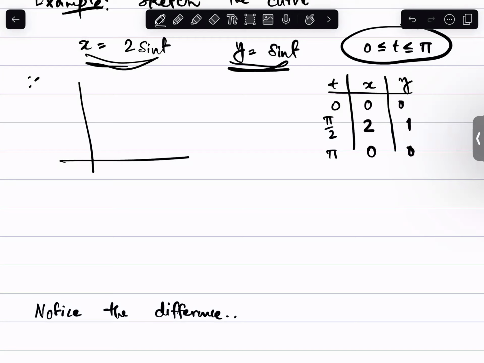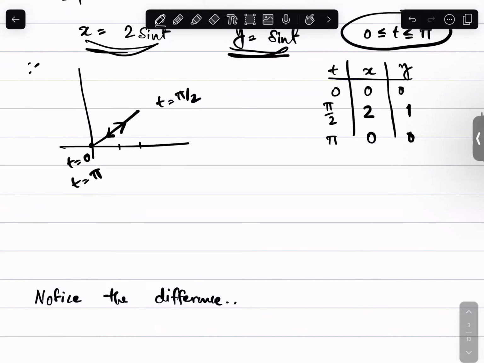So if I try to draw it, at t equal to 0, I'll be at the origin, right? At t equal to pi also, I'll be at the origin. And when t is pi over 2, I'll be at 2, 1. So this is 2 and this is 1, something like this. So from time 0 to pi over 2, the particle moves in this direction. And for the other half, pi over 2 to pi, the particle will return back to the origin. Okay.